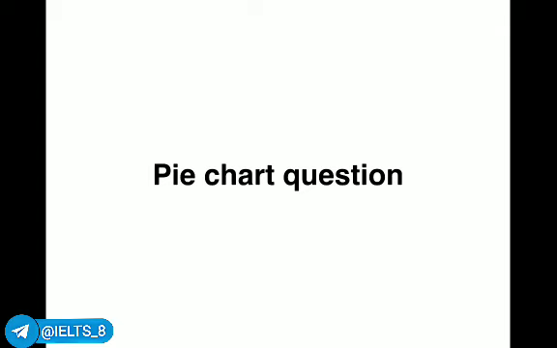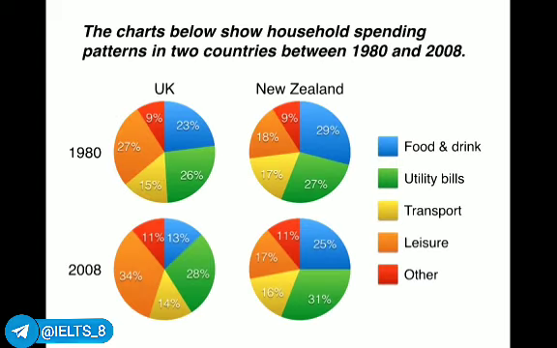Here's the question that I'm going to use. The charts below show household spending patterns in 2 countries between 1980 and 2008. So household spending patterns means the money spent by people living in one house, an average house. We've got the 2 countries, UK and New Zealand, and on the left you can see 1980 and 2008.